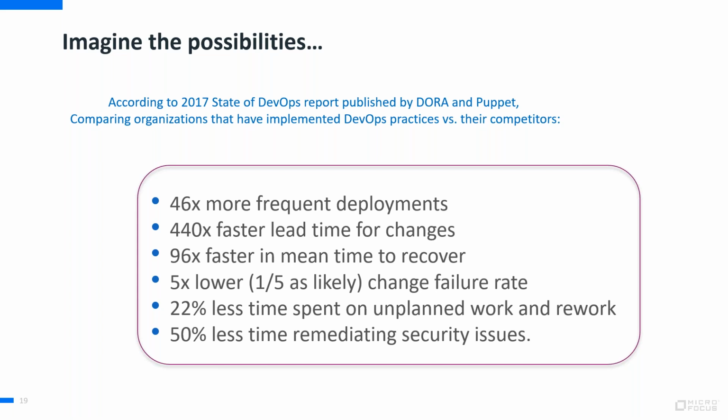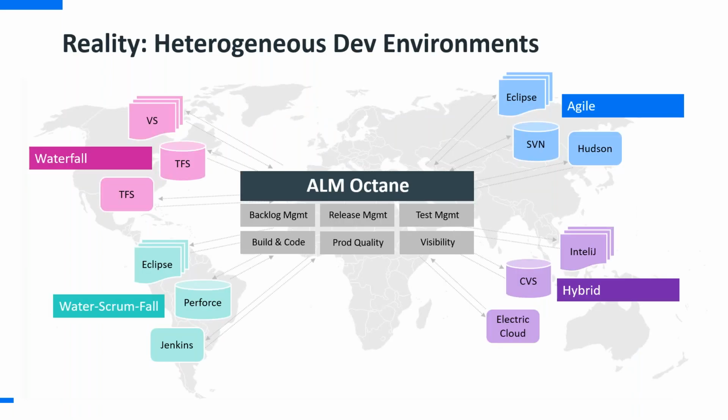In reality, we wish we all had these very mature DevOps continuously deploying systems, right? Continuous integration. In reality, we're probably somewhere else on the map, right? So we see the waterfall teams that still are using Visual Studio, TFS, your Water Scrumfall, your Agile teams that are using Eclipse for their IDE, Perforce for their source code management system, Jenkins for their build server. Right, and the key takeaway here is that Octane can be the glue to hold, wherever you're at in your process, Octane can be the glue to hold all that together and bring visibility back to it.